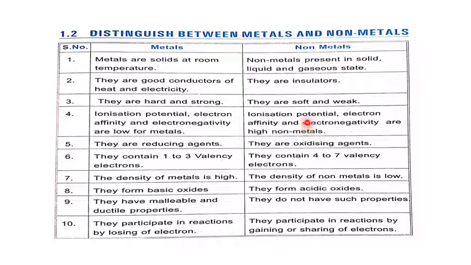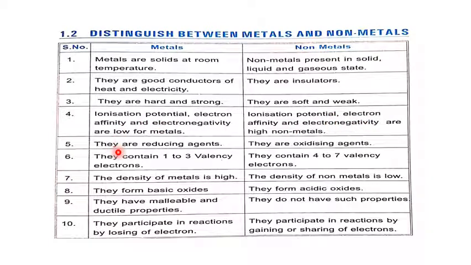Okay. The highest ionization potential is for helium. The highest electron affinity value is for chlorine. Next, the attracting power of a bond pairing electron towards the nucleus is called electronegativity. The electronegativity value is highest for fluorine. All these are non-metals.